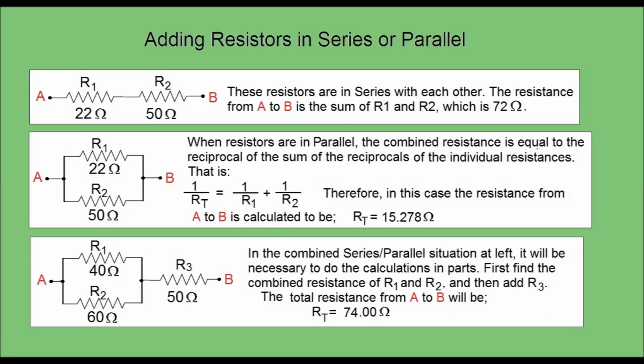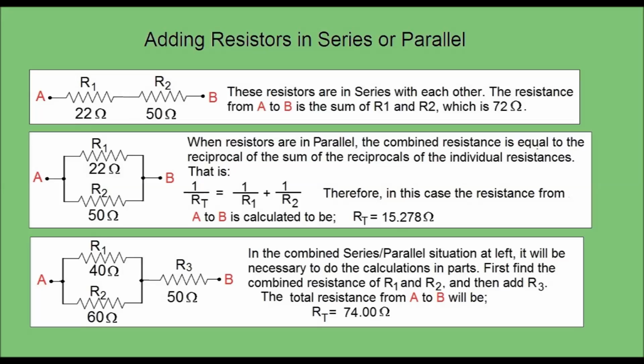This final slide explains the method of adding resistances together in series or parallel configurations. If 2 or more resistors are connected in series with each other, the total resistance along the path is simply the numerical sum of the individual resistors. In the example, RT equals R1 plus R2, which equals 22 plus 50, and that equals 72 ohms.